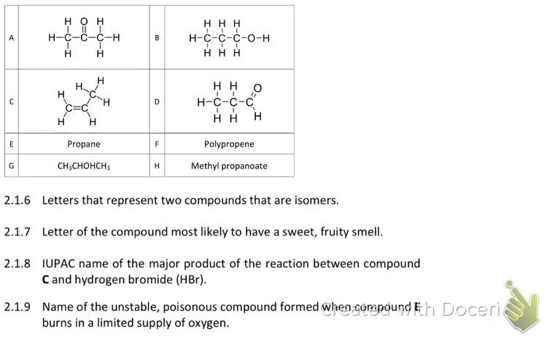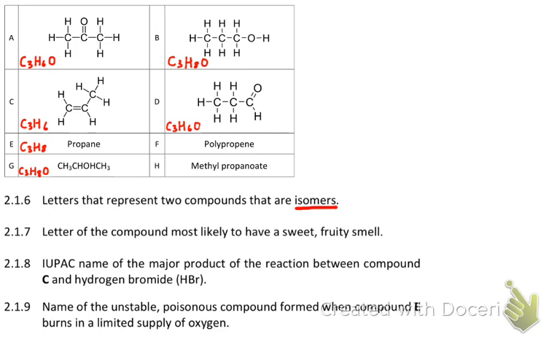All right, 2.1.6: Letters that represent 2 compounds that are isomers. The best way to do this is to write the molecular formula of each compound. So let's go ahead and do that. A is C3H6O, B is C3H8O, C is C3H6. We're just counting the number of carbons, hydrogens, and oxygens in each compound. D is C3H6O. Propane, you could draw it out if you want to, but it's pretty easy, C3H8.